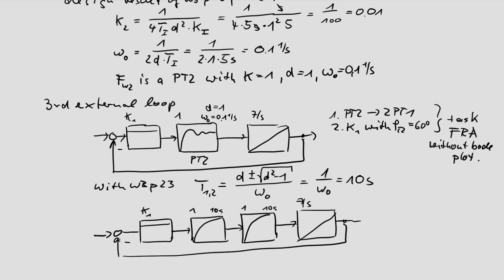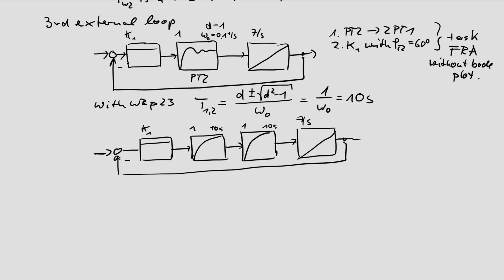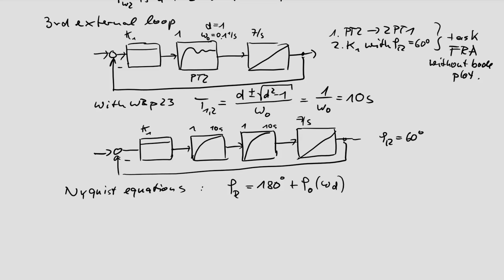So this is the situation in the design of my last K1, and now this is a loop where we have only design information. The phase margin should be 60 degrees. So we can ask, how can we solve this? Let's use the Nyquist equations. They are the base of our Bode plot FRA design. One: the phase margin is 180 plus the open loop phase at omega d, and the magnitude of the open loop at omega d should be 1. That is the knowledge of my stability criterion of Nyquist.